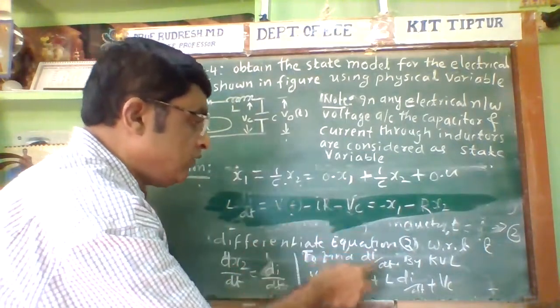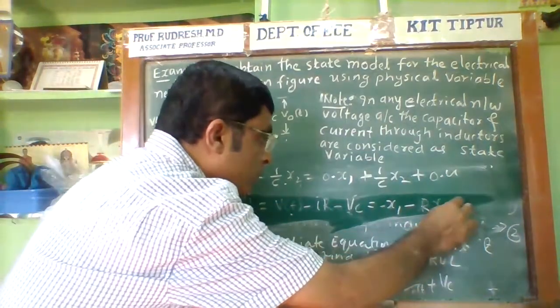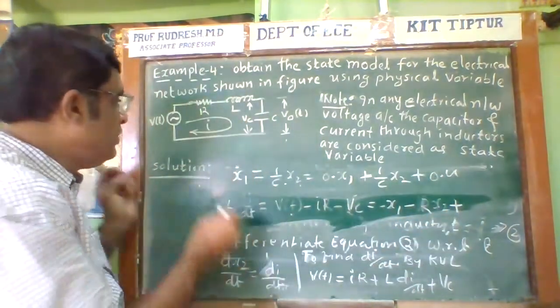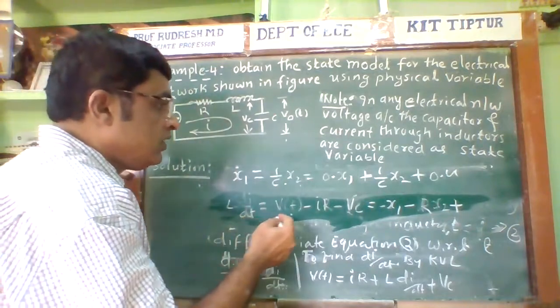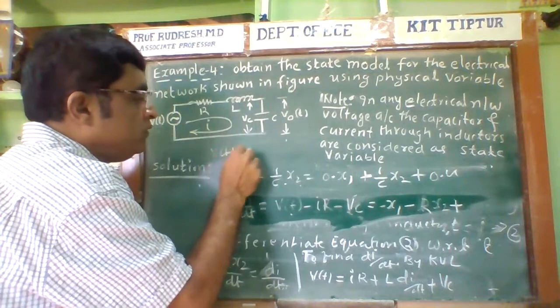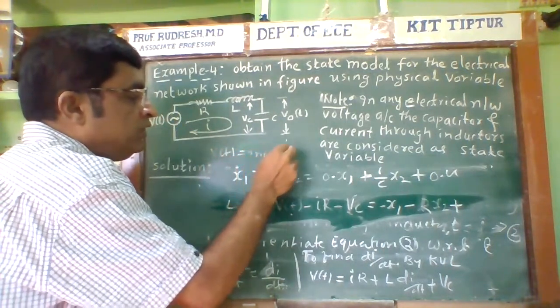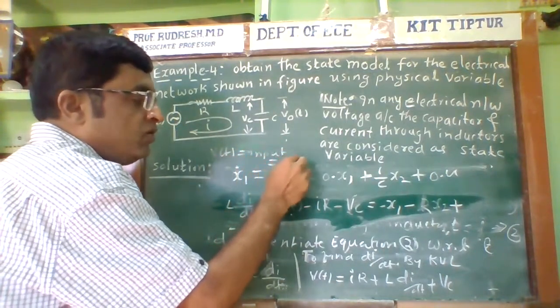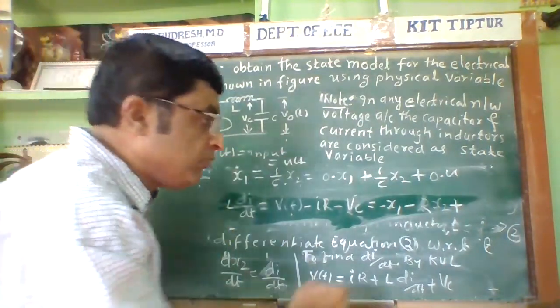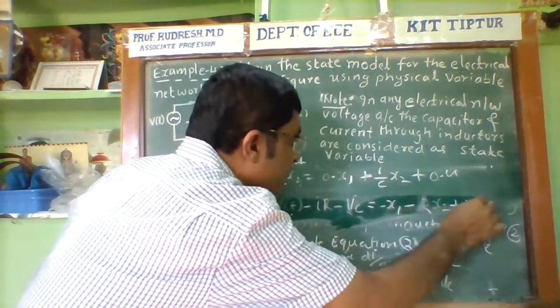Now L into di by dt is equal to plus Vt. Vt is the input voltage. In the state model, what is the input? The input of the system can be represented by U of t.